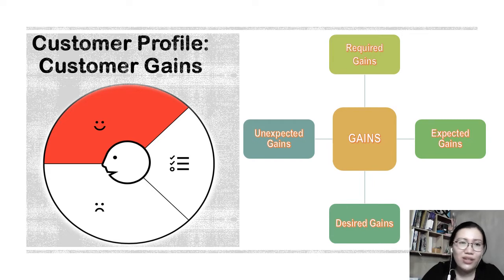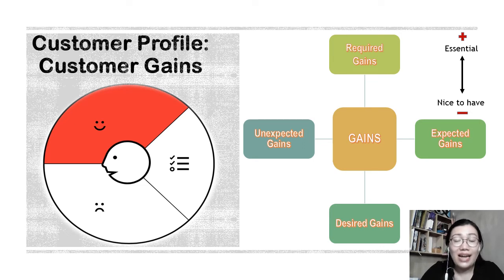So, a customer gain can feel essential or nice to have, just like pains can feel extreme or moderate to them. So, as with pains, it's better to describe gains as concretely as possible, to clearly differentiate jobs, pains, and gains from one another. So, when you understand how exactly customers measure gains, that is outcomes and benefits, you can design better gain creators in your value proposition.